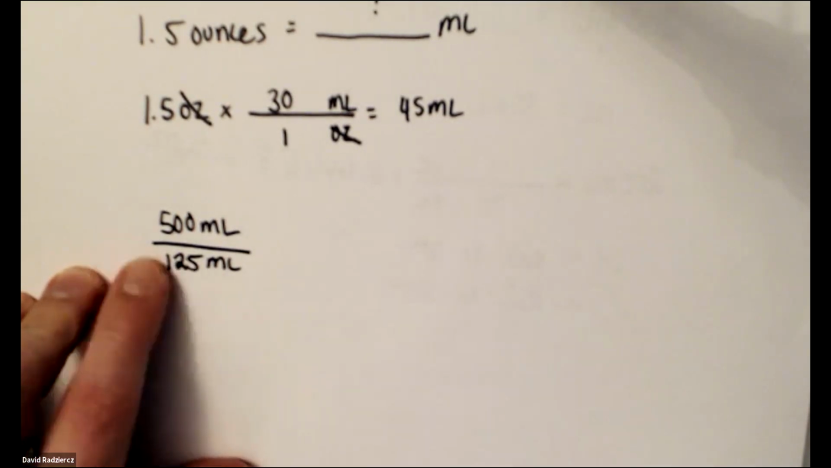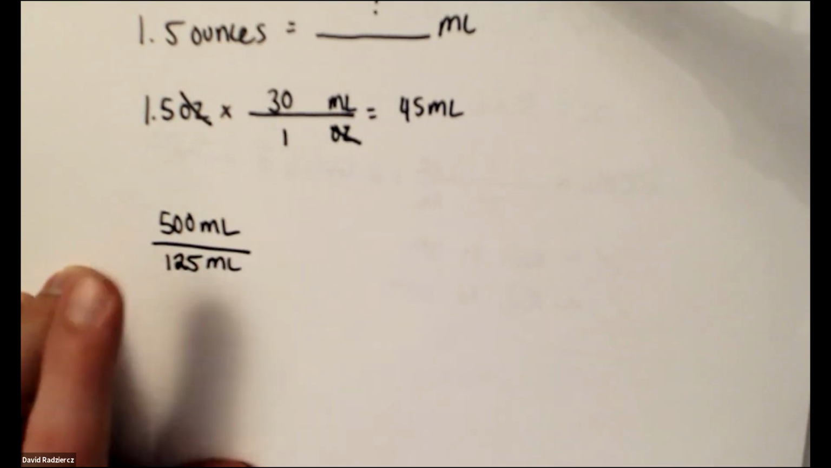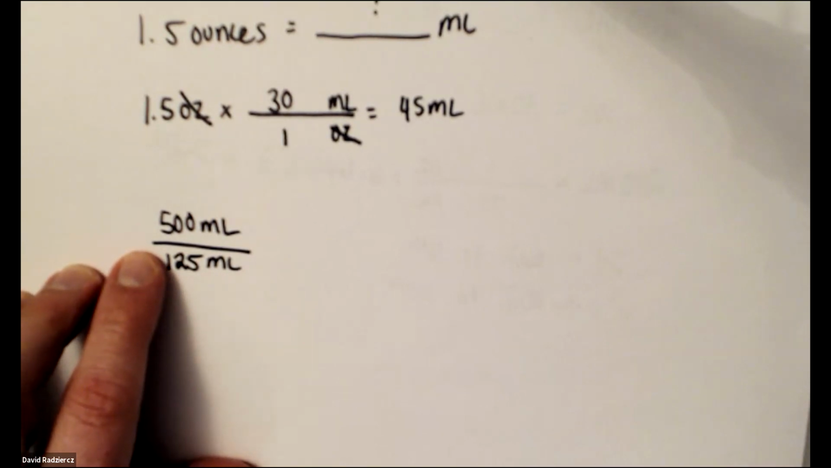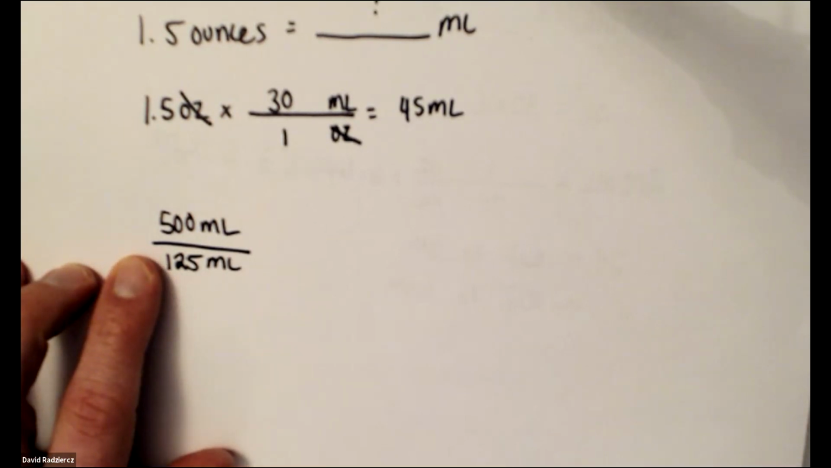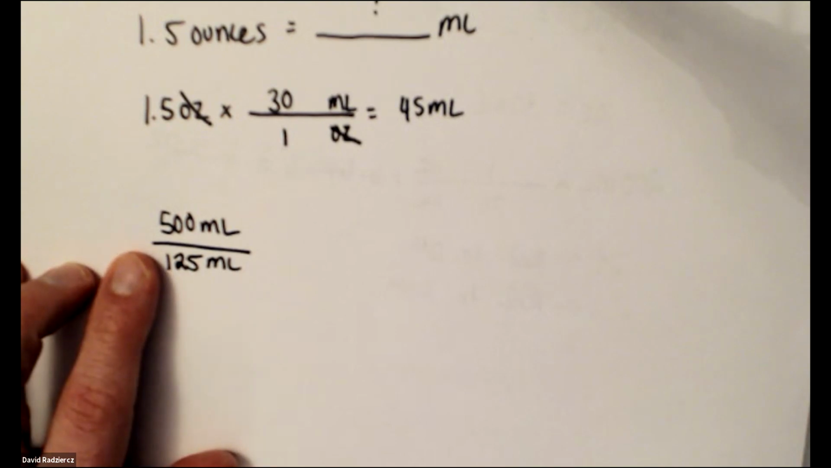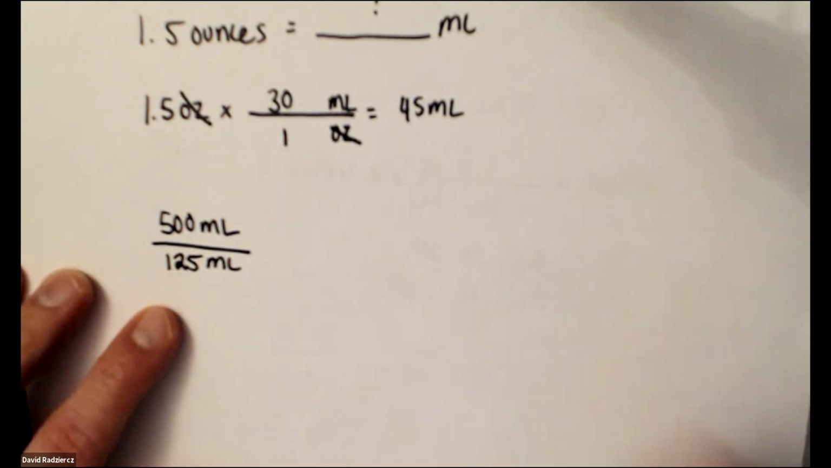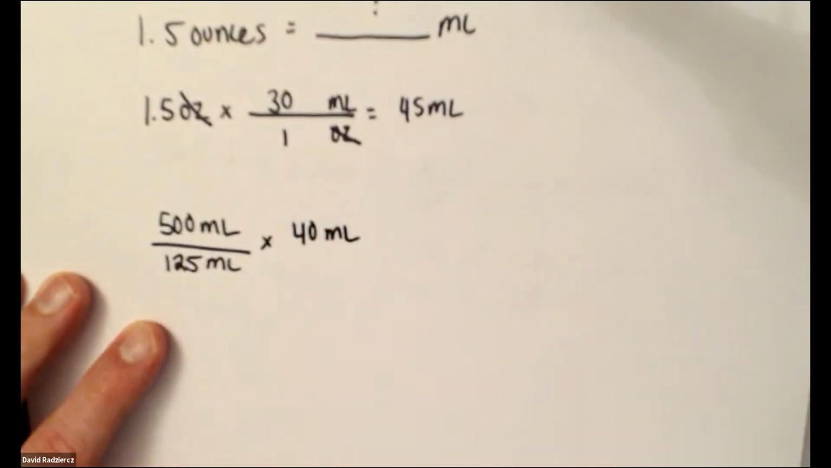And honestly, the way I write the test questions, like 11 and 12 are basically the same test question. I just use different numbers, right? And that's how you would see that organized. Then I would just take this and multiply by the replacement volume, which is 40 milliliters.